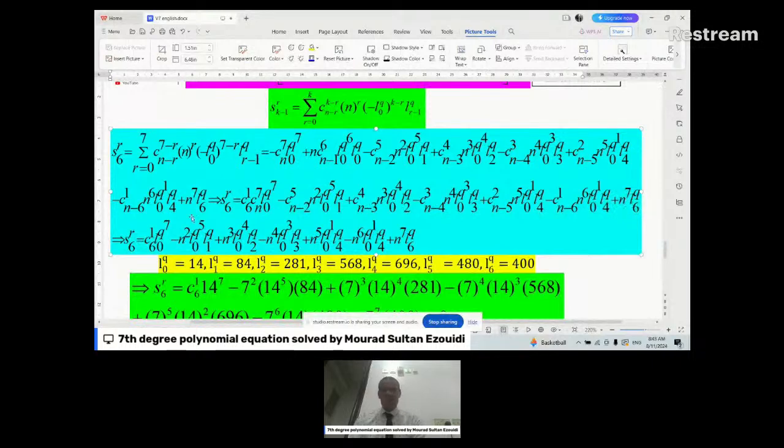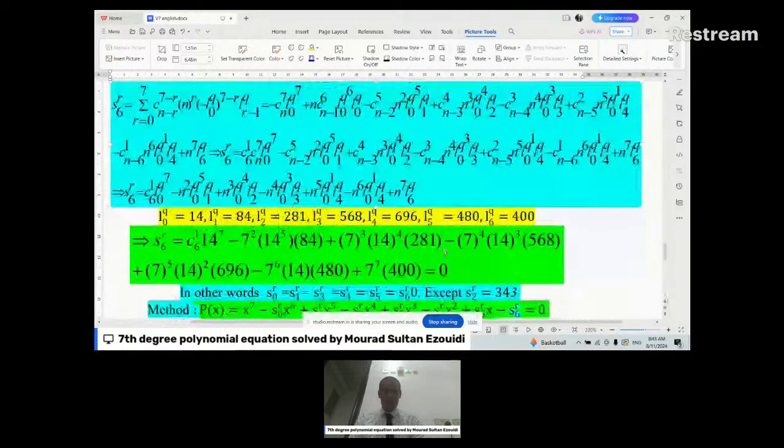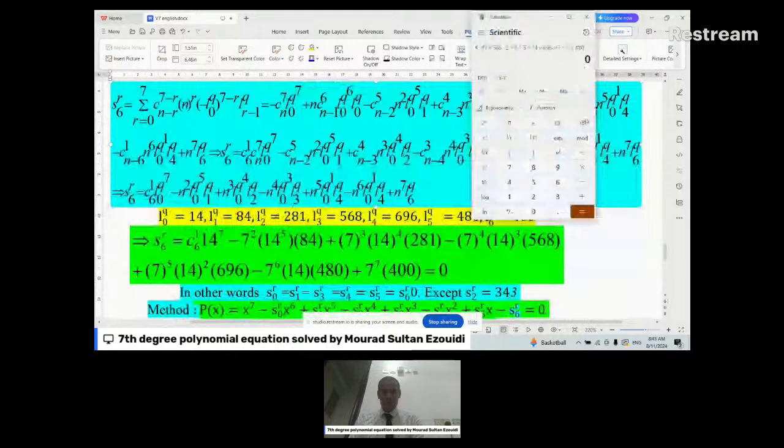This formula, learners, is the general formula to get the seventh coefficient of your new seventh degree polynomial equation. Now, with just calculation, I'm going to calculate this in front of you, if it is possible. Of course, it has to be possible.